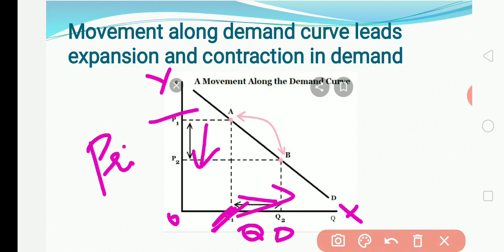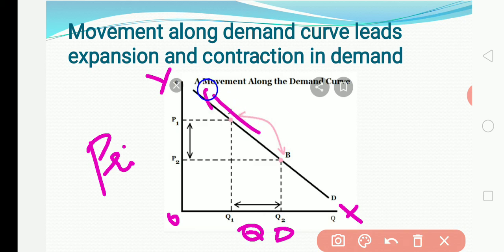So here, movement along the demand curve is taking place. You can observe points A and B. How is the movement taking place? The movement is taking place upward and downward. How does this movement upward and downward take place?